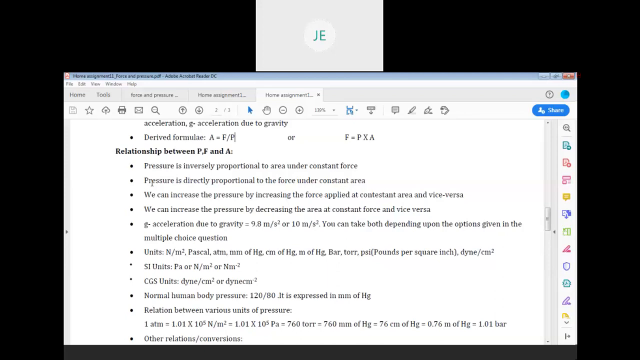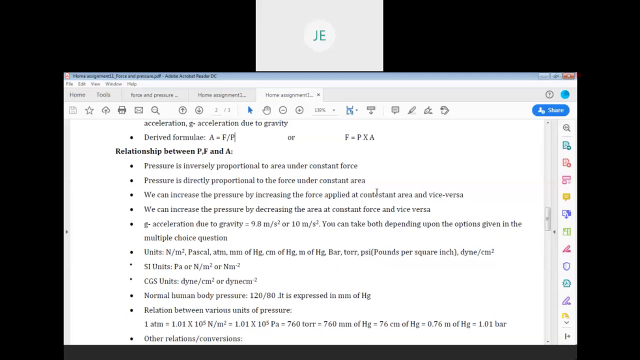Okay. And pressure, so that is what it means. Pressure is inversely proportional to area for a constant force. So you apply 10 Newton on a thicker area and 10 Newton on a thinner area. On the thinner area, pressure will be more compared with the thicker area. Pressure is directly proportional to the force under constant area.